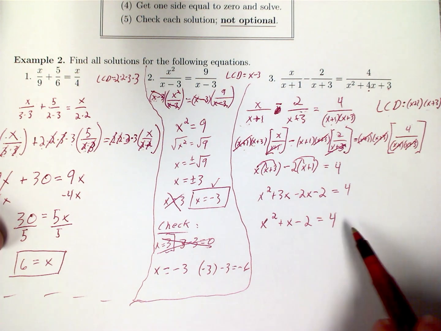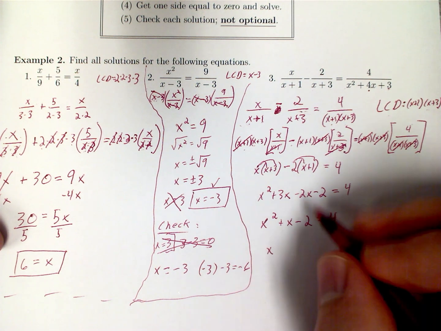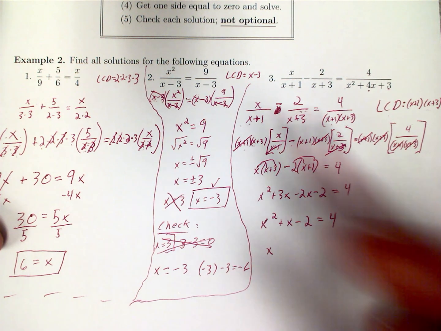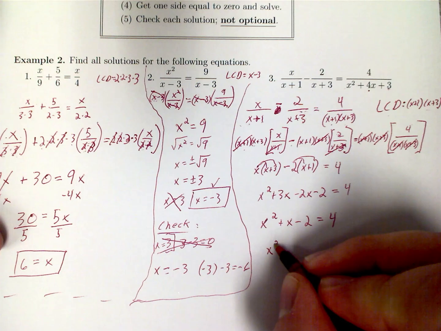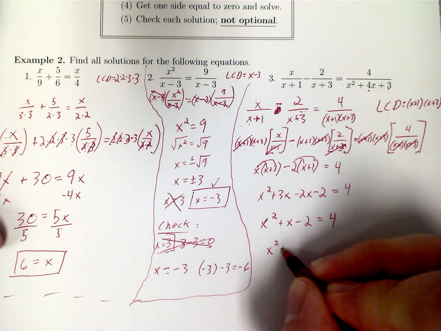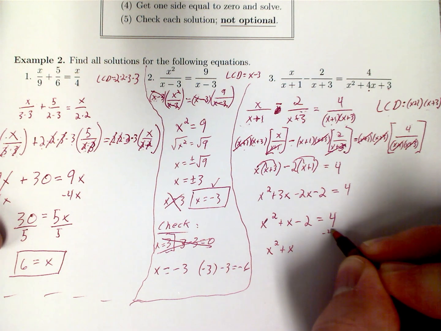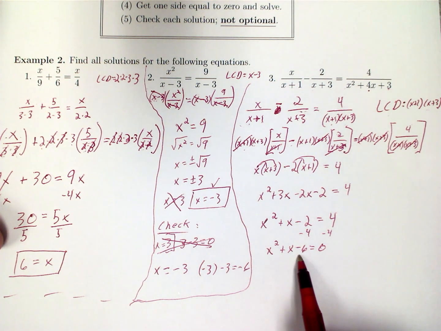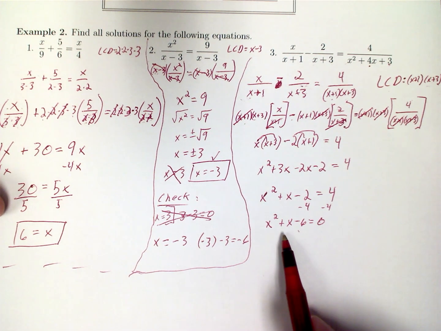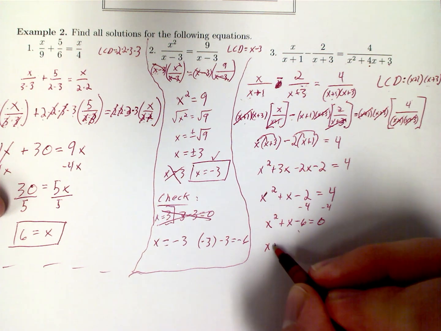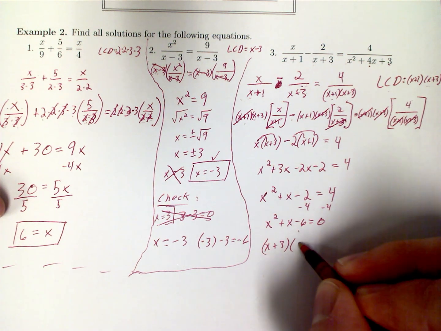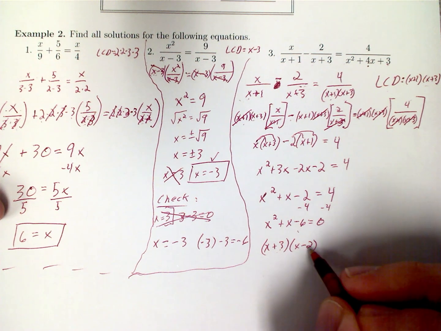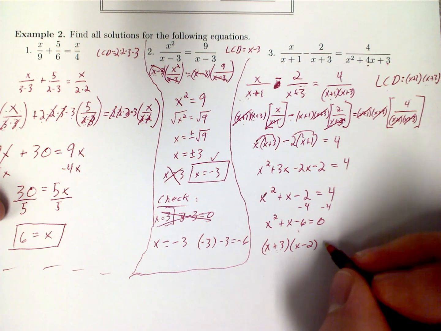Since it's a quadratic, probably get one side to 0. That one was 1, since we didn't have 2x terms, it was just 1x. We could just square root. But here we're going to probably get one side equal to 0. So plus x, subtract 4. So we get minus 6 equals 0. Two numbers that multiply to be negative 6 that add to be positive 1. Well, x plus 3 and x minus 2. Positive 3 times negative 2 is negative 6. Positive 3 and negative 2 add to be 1.